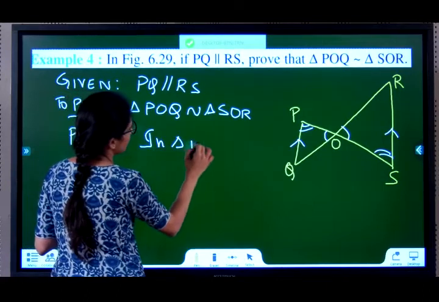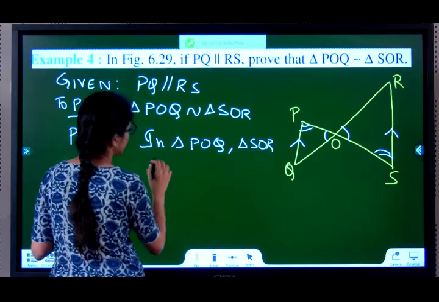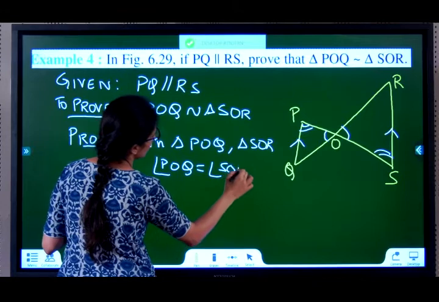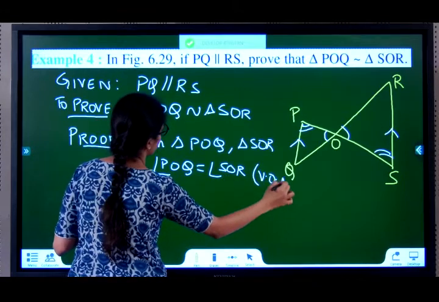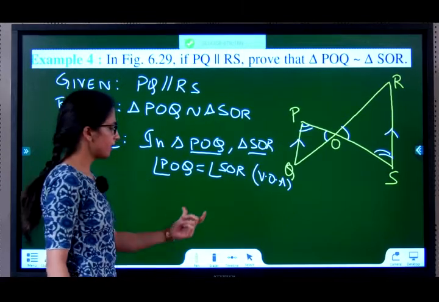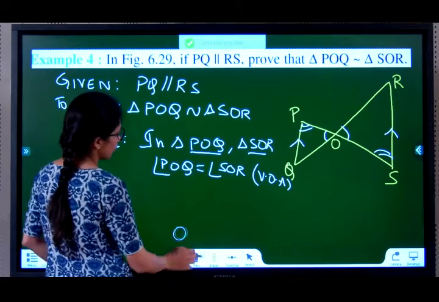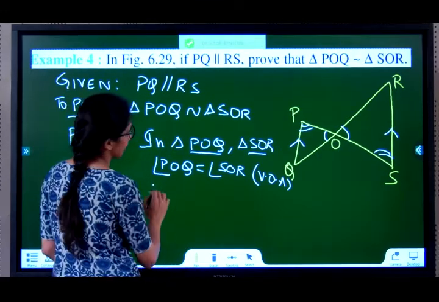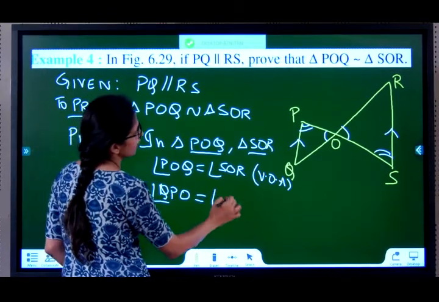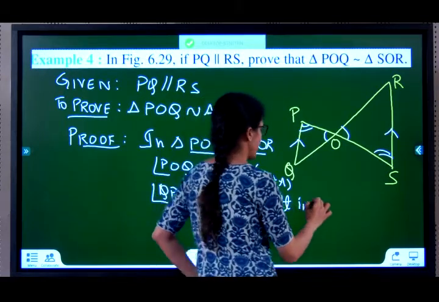In triangle POQ and triangle SOR, angle POQ is equal to angle SOR, reason being vertically opposite angles. The order of naming does not matter here because you're not relating them, but when you write the similar or congruent condition, your order of naming matters. Okay. So this is vertically opposite angles. Next, angle QPO is equal to angle RSO, reason being alternate interior angles.